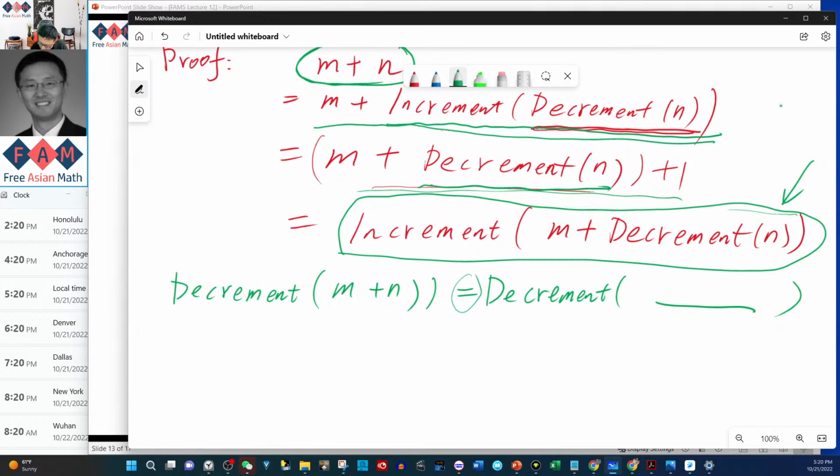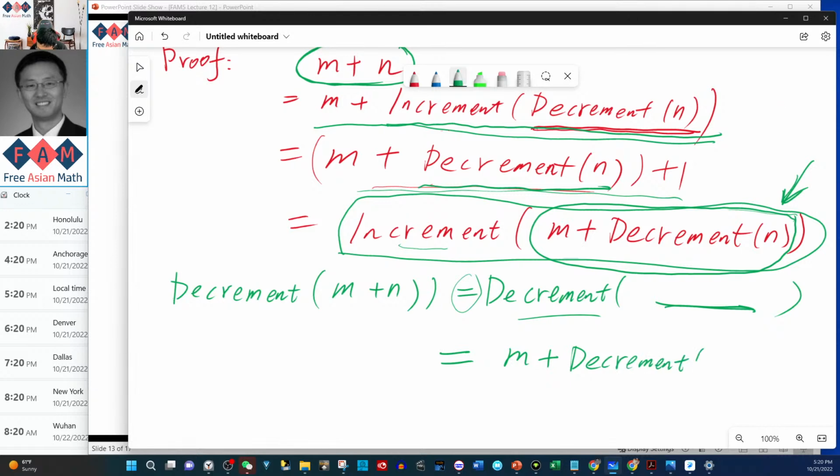But what is this thing inside this? It's just increment of this thing. Now, on top of that, we do another decrement. So the two cancel out each other. So the right-hand side is just this guy. Does that make sense? Now we are doing increment and then decrement. Therefore, this is nothing but n plus decrement of n.